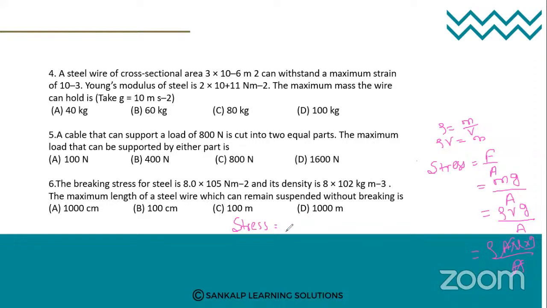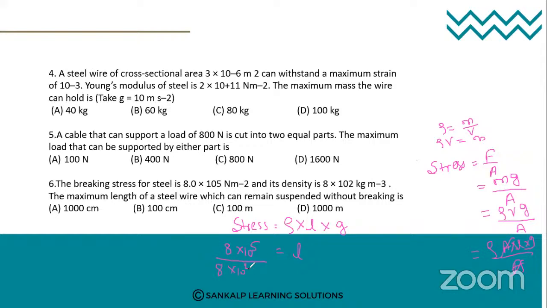So stress is equal to, the formula will be what? That is density into length into acceleration due to gravity. So we require the length. Therefore, length is equal to stress divided by density and g. Stress is 8 into 10 raised to 5. The remaining value is in the denominator, and the density value is 8 into 10 raised to 2.